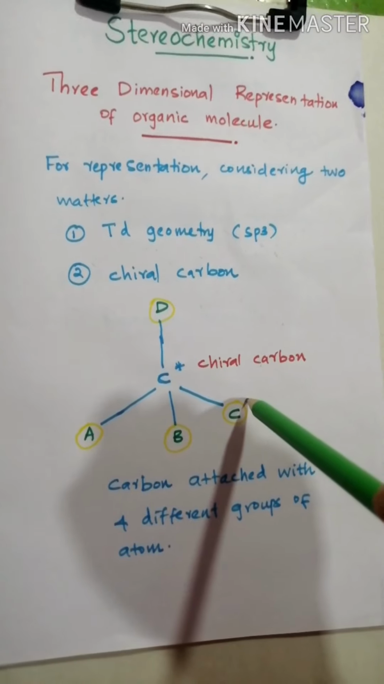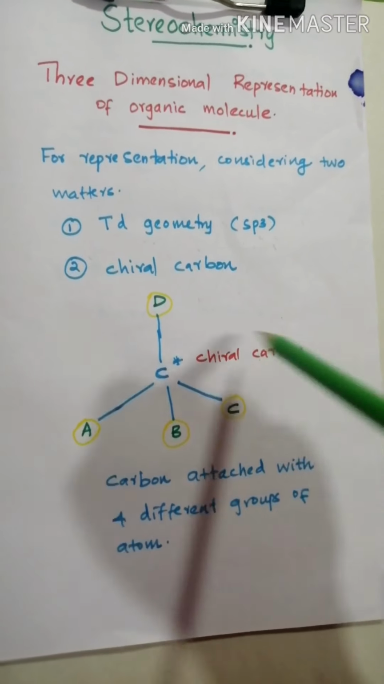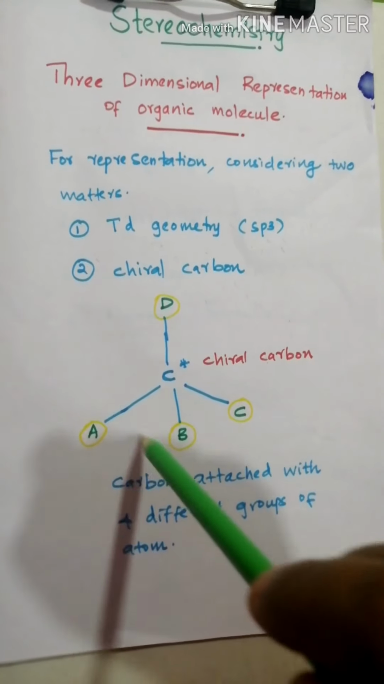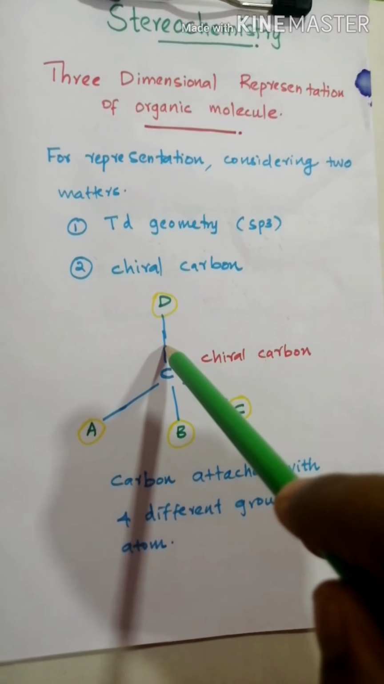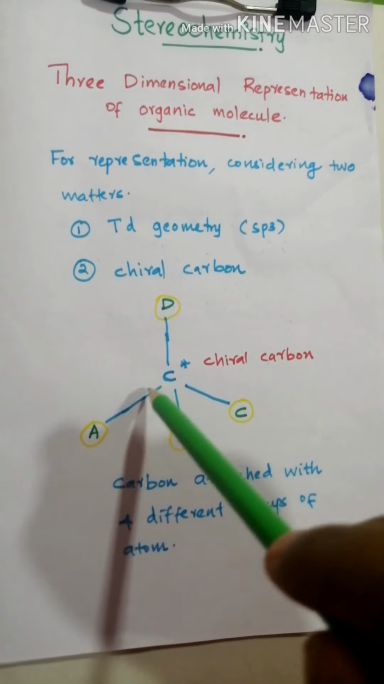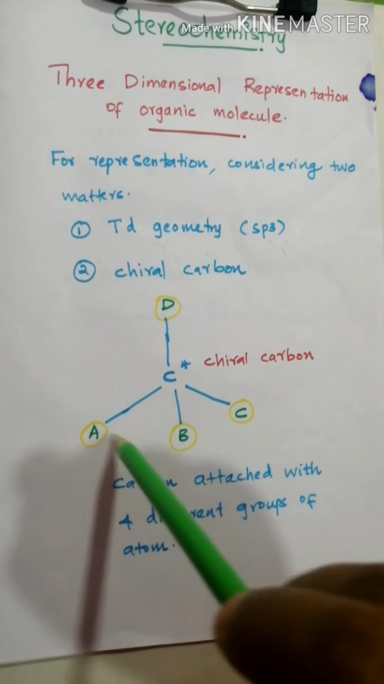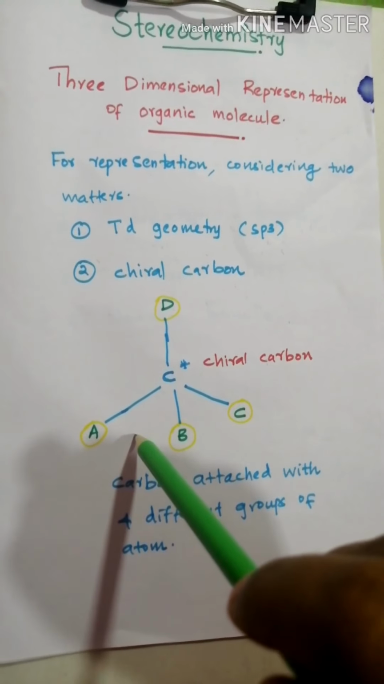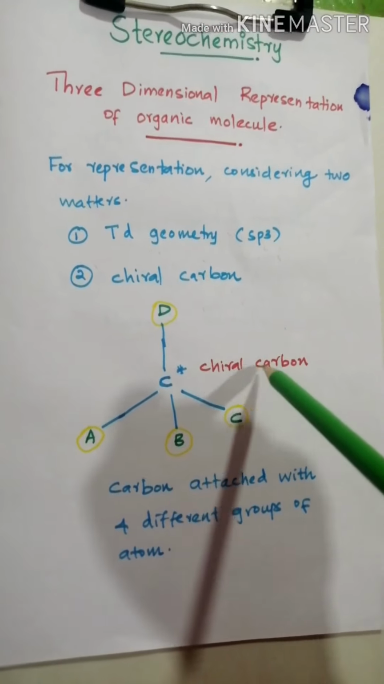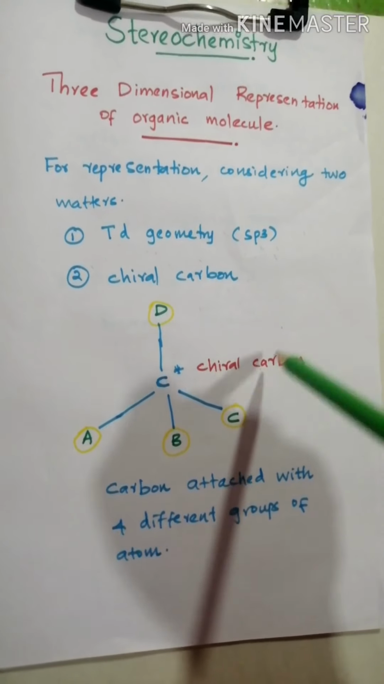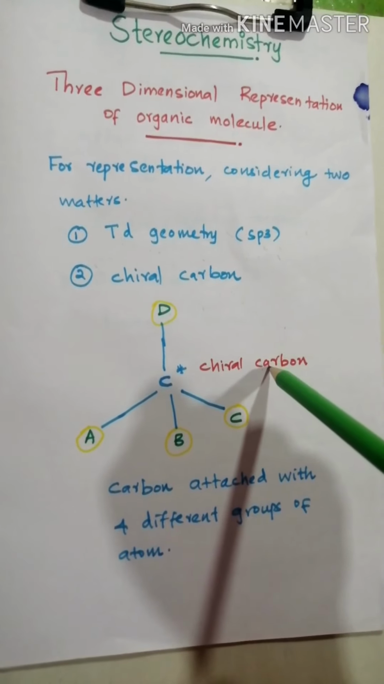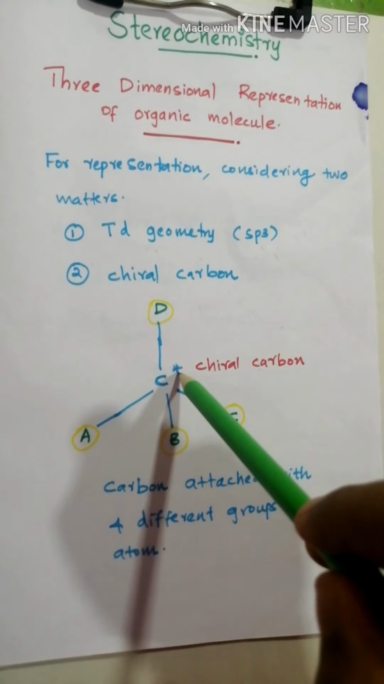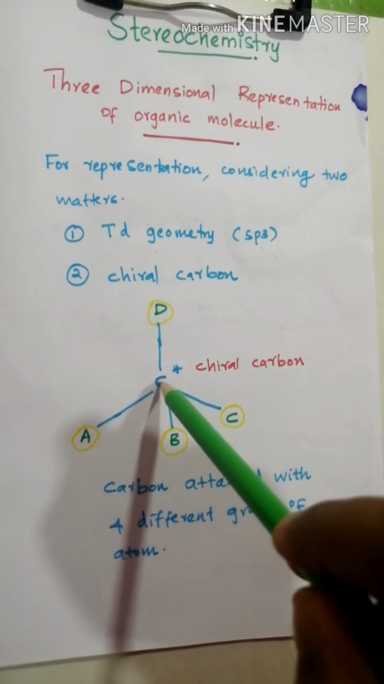Then what do we mean by chiral carbon? A chiral carbon means the carbon atom is attached with four different groups of atoms. Here the center carbon is bonded with A, B, C and D. The four groups are different. So this is the minimum condition for the representation of 3D. This is the representation of a chiral carbon, and the star marking represents that this carbon is chiral.